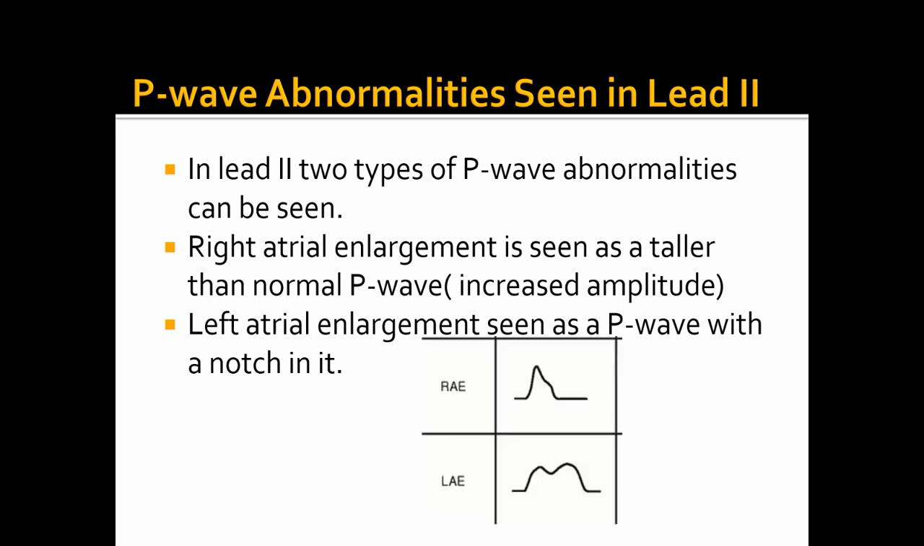So here you see this is right atrial enlargement. The P wave is larger in amplitude. It is more than 2 small squares, more than 2 mm. So it is called the P pulmonale. And in left atrial enlargement, the duration of the P wave is much increased. There is a notched P wave, and it is called the P mitrale, left atrial enlargement. And this is seen in lead 2, standard limb lead.